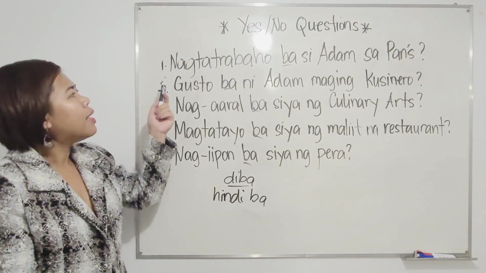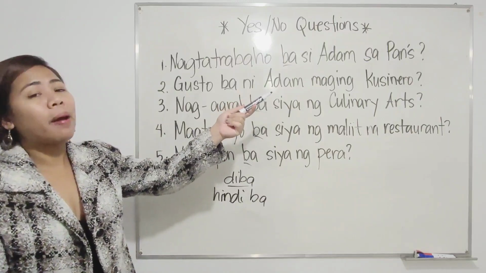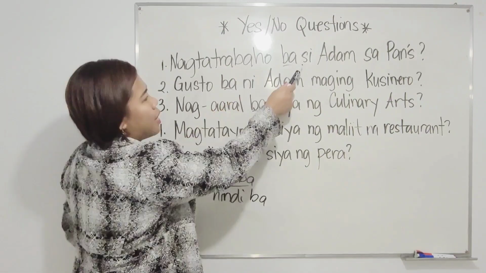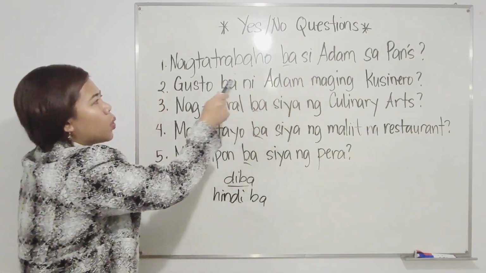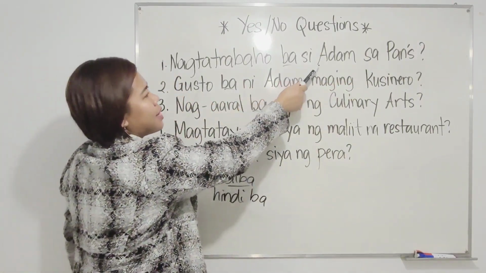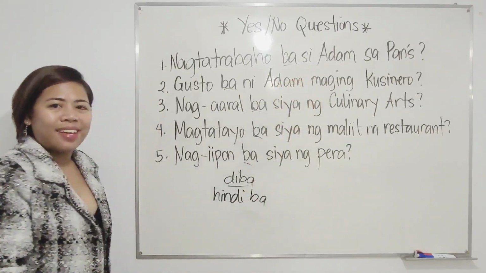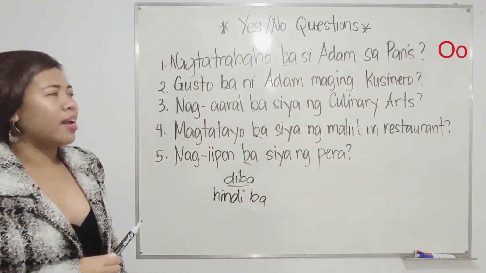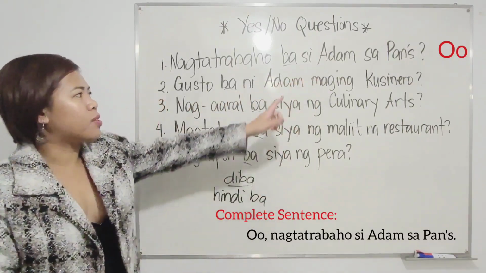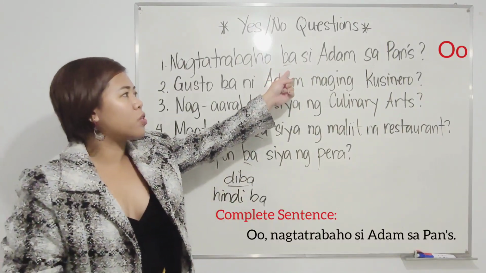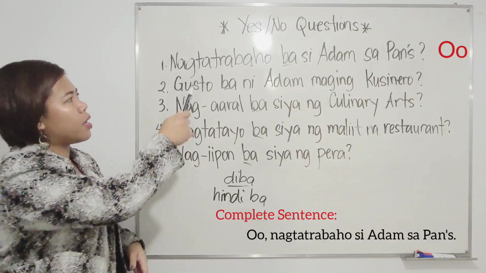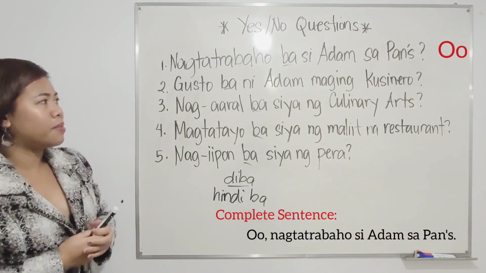Okay, so number 1. Nagtatrabaho ba si Adam sa pans? Nagtatrabaho, working, is working. So, is Adam working at pans? Nagtatrabaho ba si Adam sa pans? Is Adam working at pans? Yes or no? The answer is yes, right? So you say, oo. Oo, nagtatrabaho si Adam sa pans. So of course you will remove the ba because ba is a question marker, and this time you're not asking questions, you're answering the question. So you'd say, oo, nagtatrabaho si Adam sa pans.